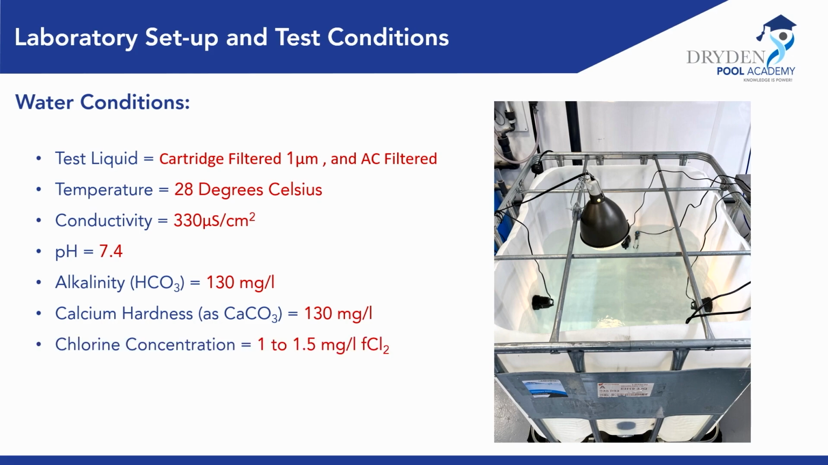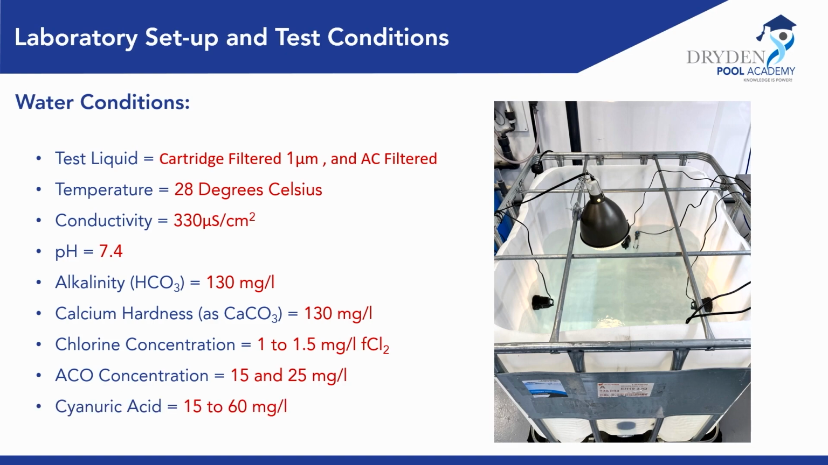Then we have the chlorine concentration. This is from 1 to 1.5 milligrams per litre of free chlorine. And the ACO concentration was done at 2 concentrations, 15 milligrams per litre and 25 milligrams per litre. And then the cyanuric acid was done at several different concentrations from 15 milligrams per litre all the way up to 60 milligrams per litre.